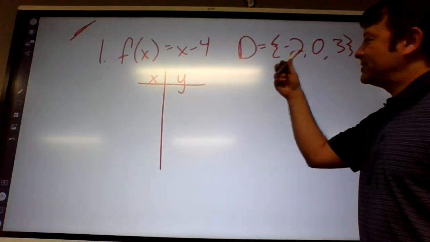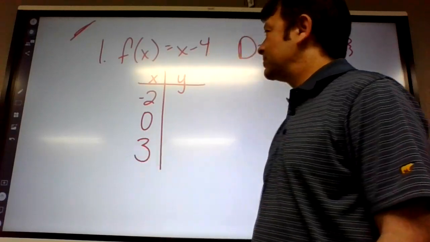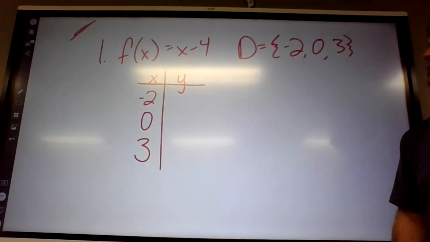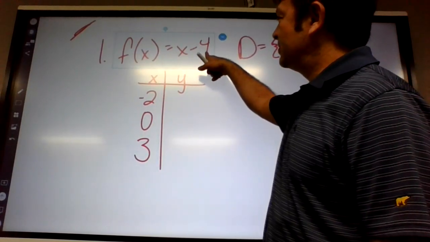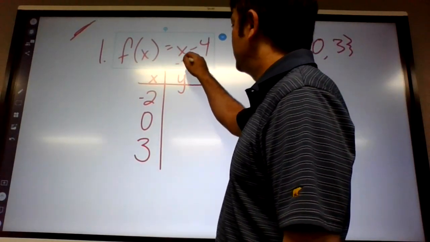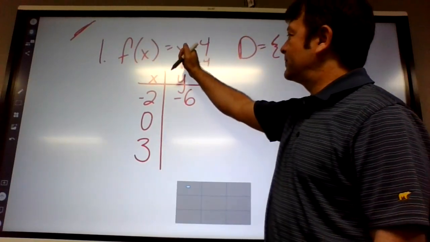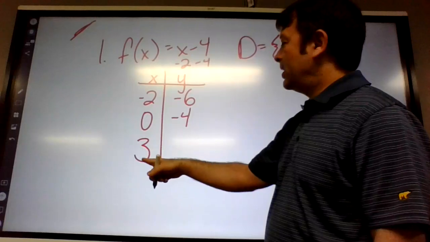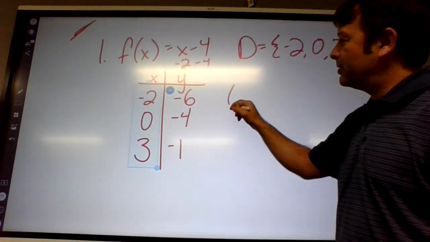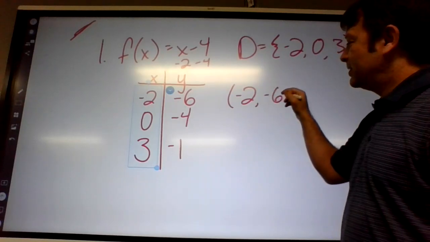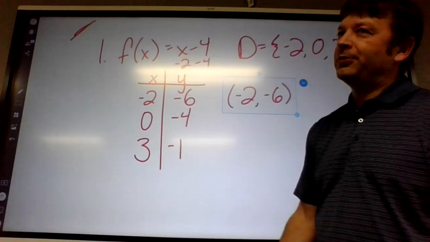Okay, so the domain is -2, 0, 3. That's our x values. And then we're just going to plug those in to find the y values. -2 minus 4. If I plug in, -6. 0 minus 4. And 3 minus 4. So we kind of did this yesterday, right? -2, -6. Like if they asked us to graph it, that would be the point that we would graph. Number 3, we are going to graph it.